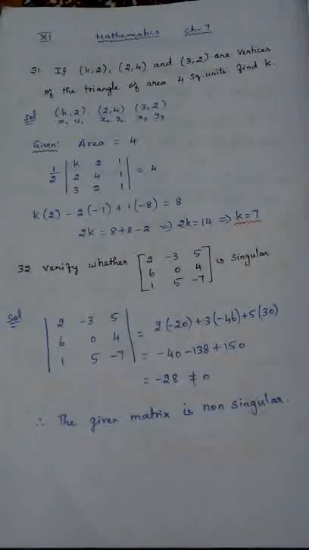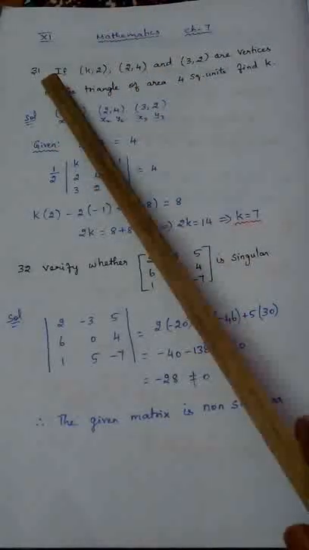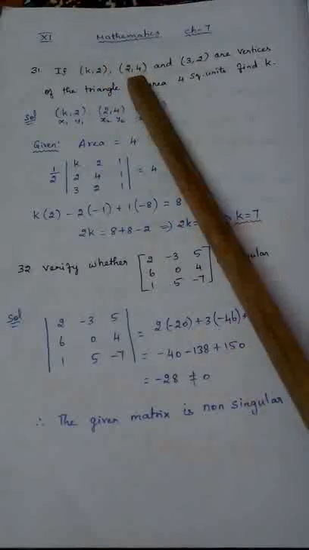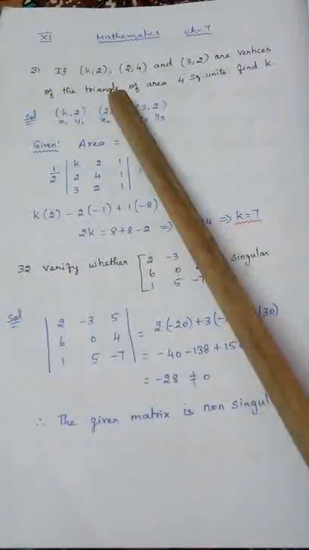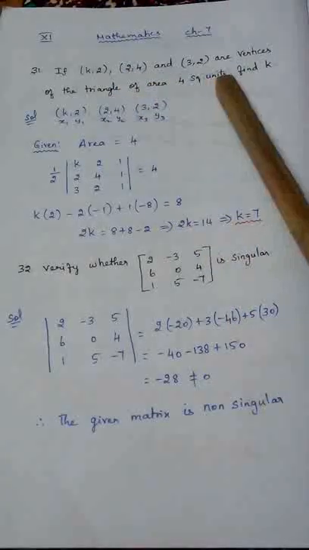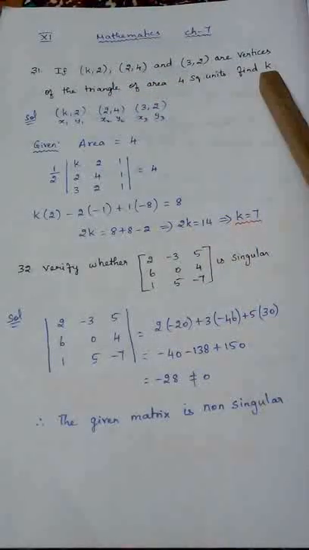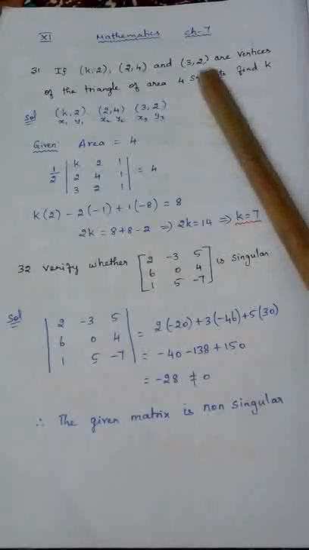Now in this class we will see the last few problems to complete chapter number 7. Problem number 31. If (k, 2), (2, 4) and (3, 2) are the vertices of a triangle of area 4 square units, find k. These are all simple questions.